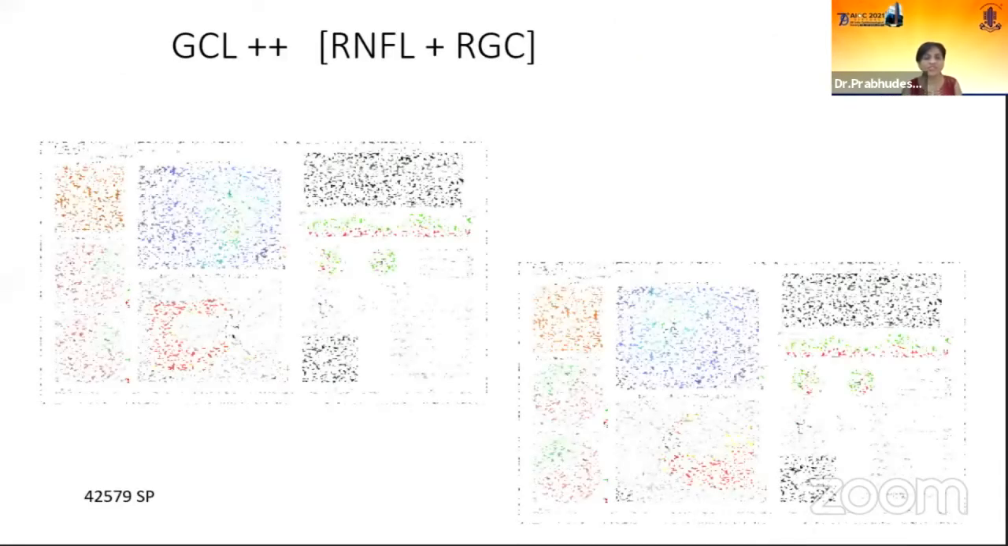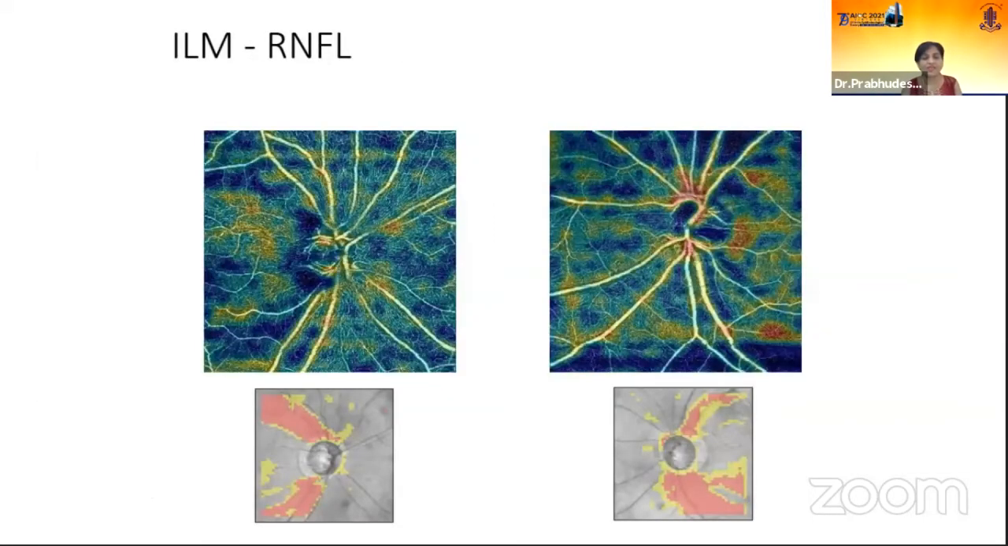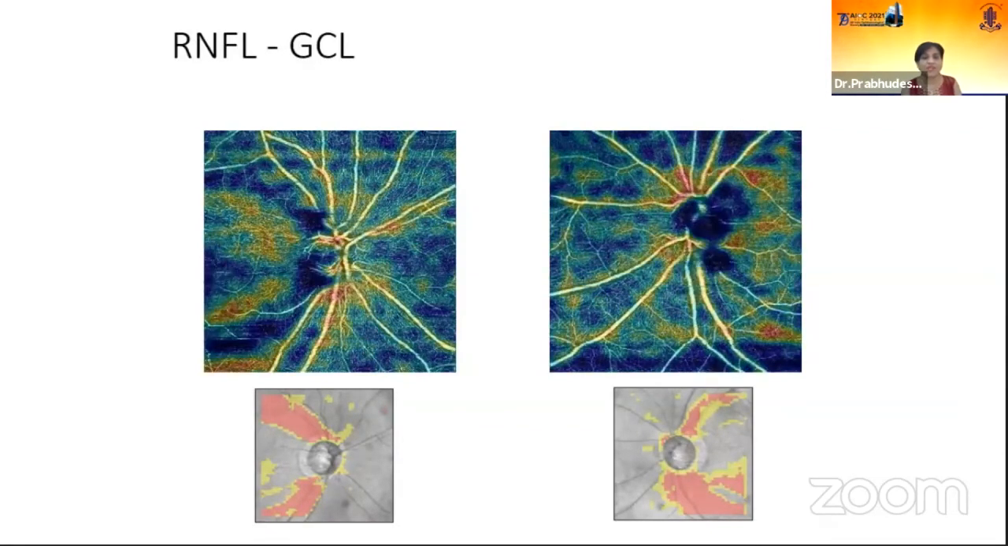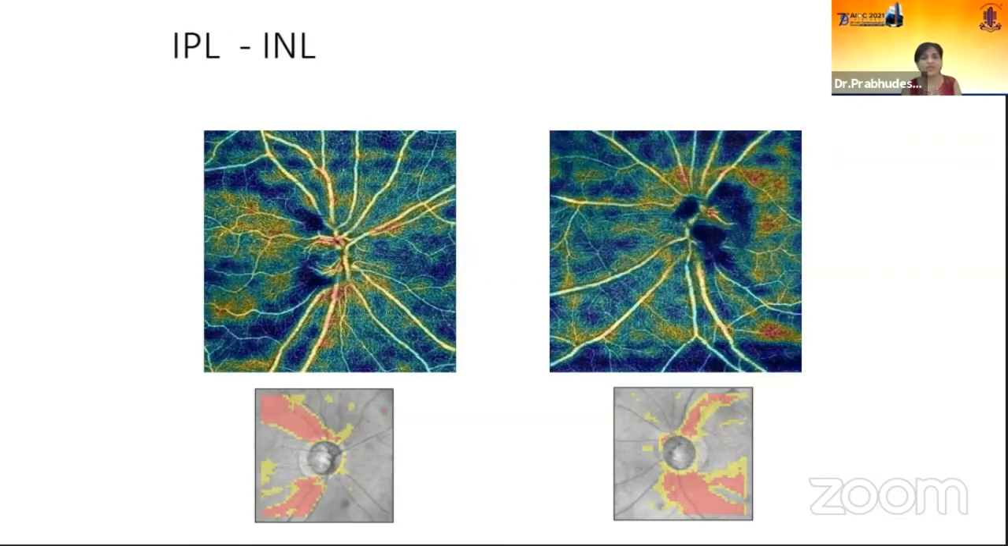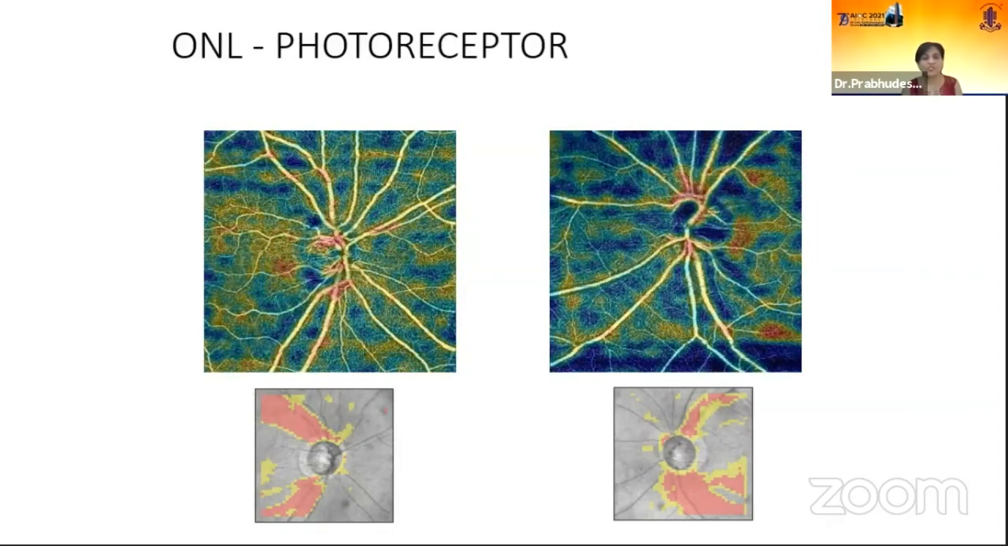So one patient, just want to show you one example. This patient had a superior inferior RNFL defect in the right eye and inferior temporal in the left eye. And we can see how the defects and the layers correlate very well. So this is superior inferior damage in RNFL, GCL, IPL, INL, OPL, and even up to ONL, but not so much in photoreceptors.